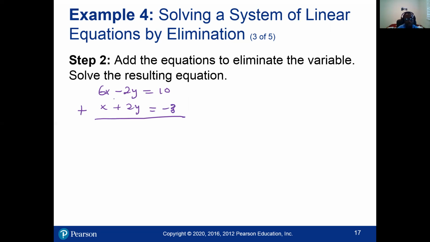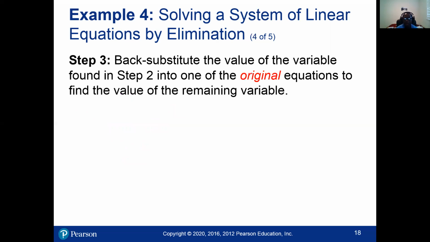Add, this gives me 7x, because 6x plus x is 7x. This is plus 0, and that is equal to 7. So now we have 7x is equal to 7, x is equal to 1. Then we substitute this into one of the original equations. We're going to substitute it into equation 1 and equation 2 and see if we get the same answers.